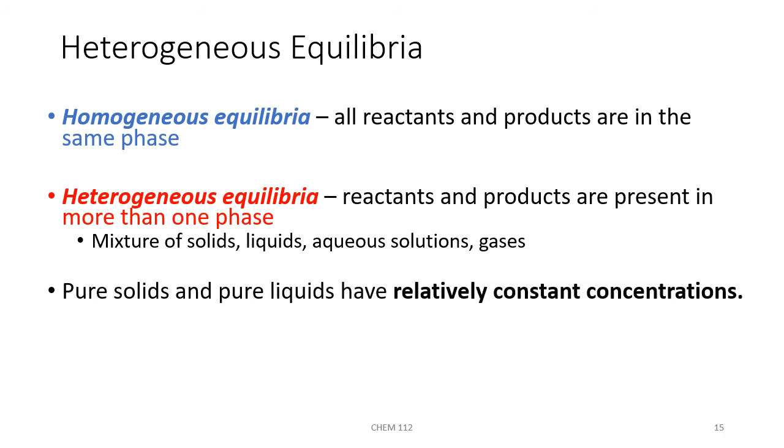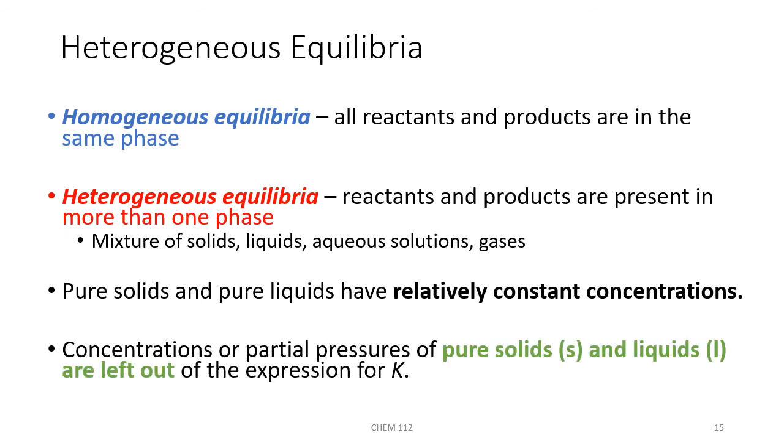Whenever we write an equilibrium expression for a heterogeneous equilibria, we're going to leave any pure solids and pure liquids out of the expression to calculate either K sub C or K sub P. This is because pure solids and pure liquids have relatively constant concentrations that are not changing, especially compared to the concentrations of gases and things that are in aqueous solutions. So species that are gases or aqueous get included in our equilibrium expression, but if they're pure solids or pure liquids, we leave them out of the equilibrium expression.